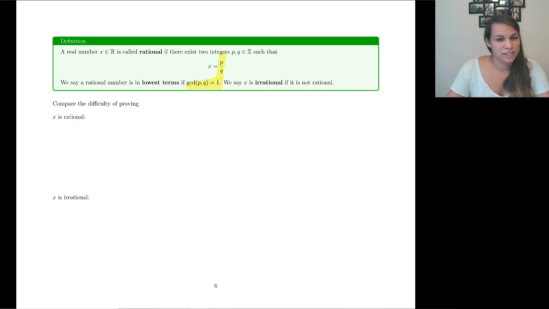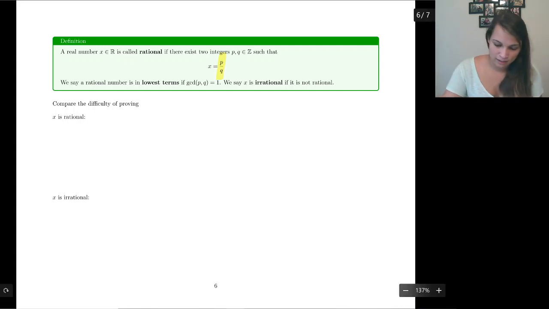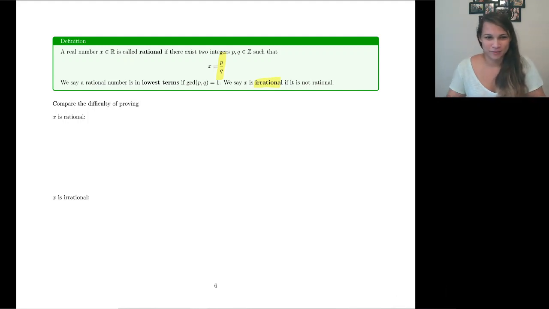If the GCD were not 1, that means that you could have, say, 2 divides P and 2 divides Q, and then you would have cancellation between top and bottom. And if we can't write x as integer over integer, we say that it is irrational, which makes sense. If it's not rational, it's irrational.